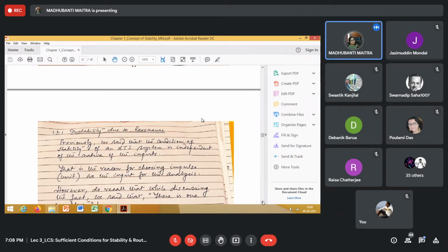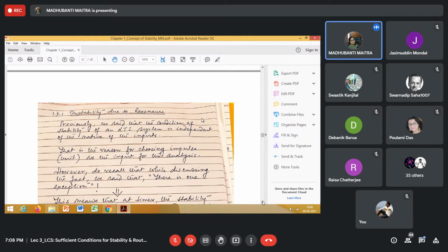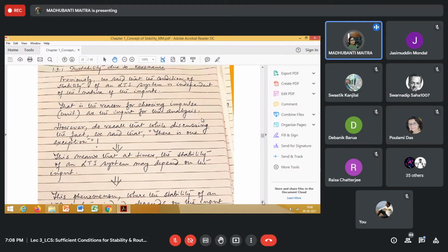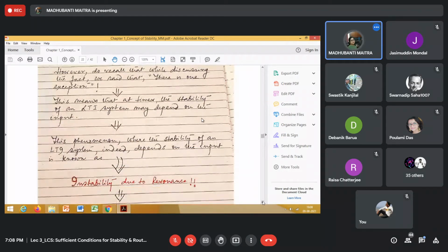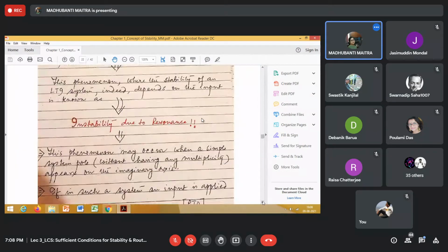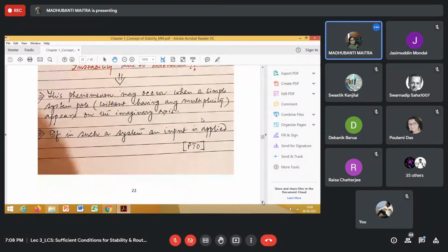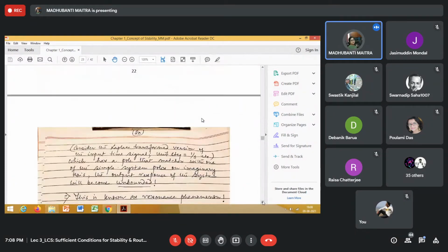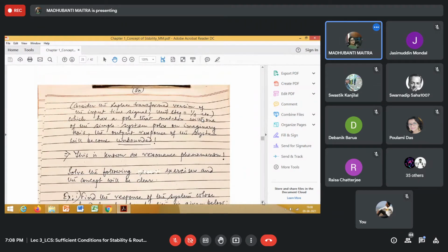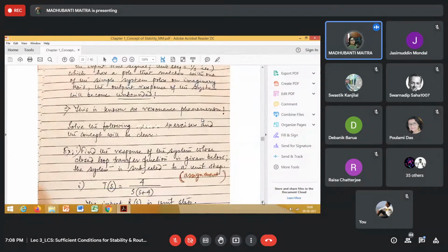So in this case, the stability of the system is not independent of the nature of the input. We'll find that the stability of the system is dependent on the nature of the input. Now, before discussing this phenomenon, let's look at one example, and it will be helpful for us to understand what is meant by instability due to resonance.